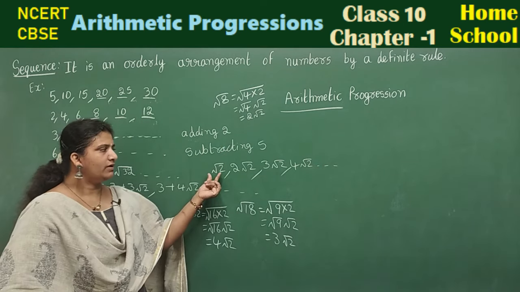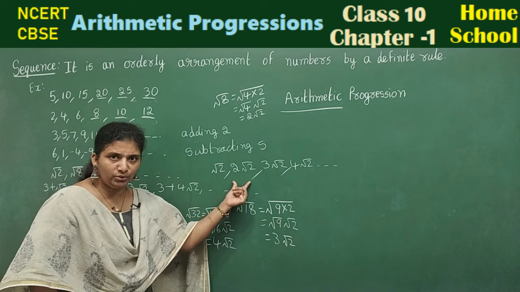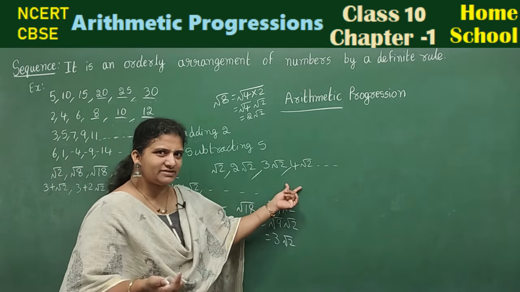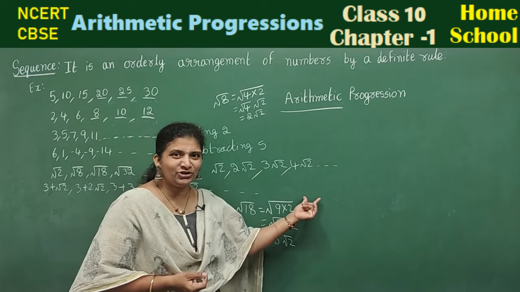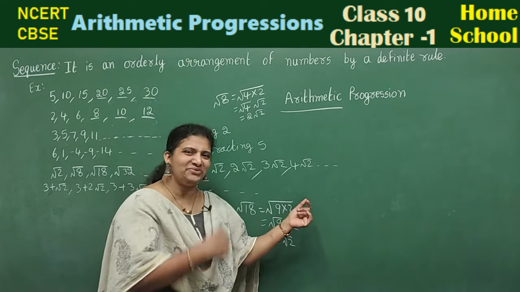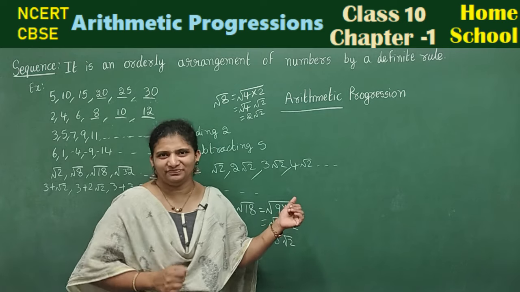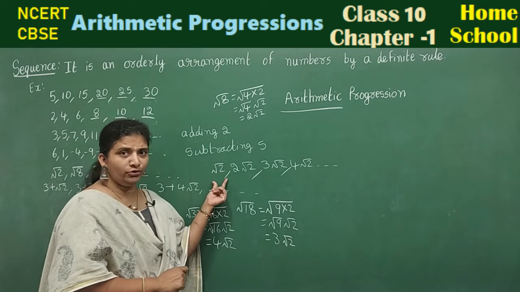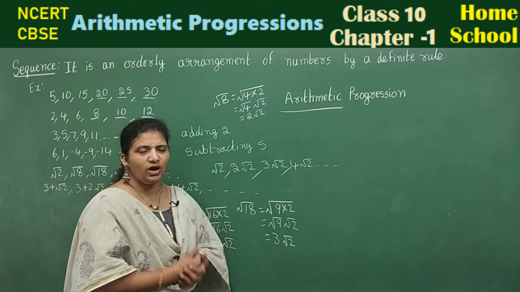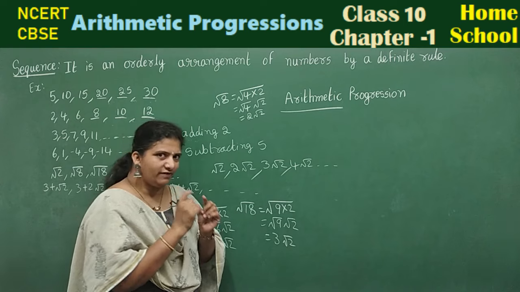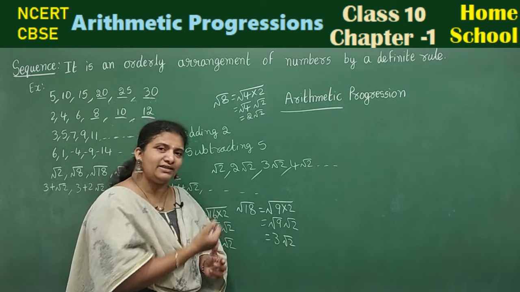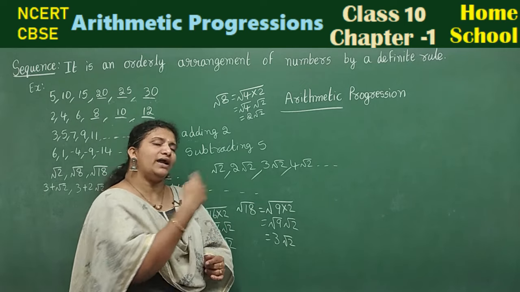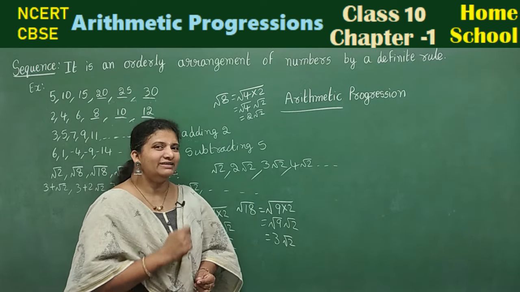Now observe here: root 2, 2 root 2, 3 root 2, 4 root 2. Can you guess the next numbers? Yes. 5 root 2, 6 root 2, 7 root 2, 8 root 2, 9 root 2. Now try to say the rule behind this. Look here, root 2. Next one is 2 root 2. How do you get 2 root 2? For 1 root 2, if you add another root 2, it will be 2 root 2. For 2 root 2, again if you add one more root 2, it will be 3 root 2.